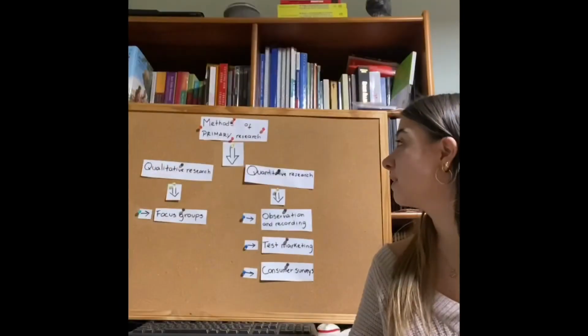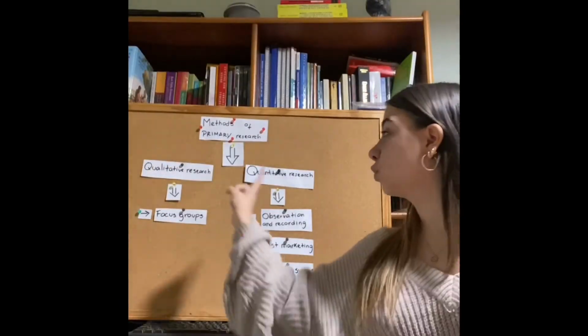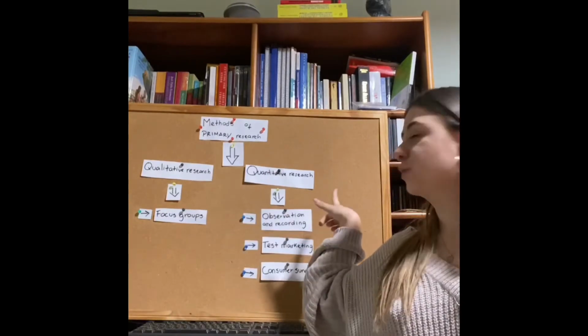We'll be discussing the methods of primary research, which are divided into qualitative research and quantitative research. Qualitative research is the research into the in-depth motivation behind consumer buying behavior or opinions, and it should discover the motivational factors behind consumer buying habits, while quantitative research is research that leads to numerical results that can be statistically analyzed.